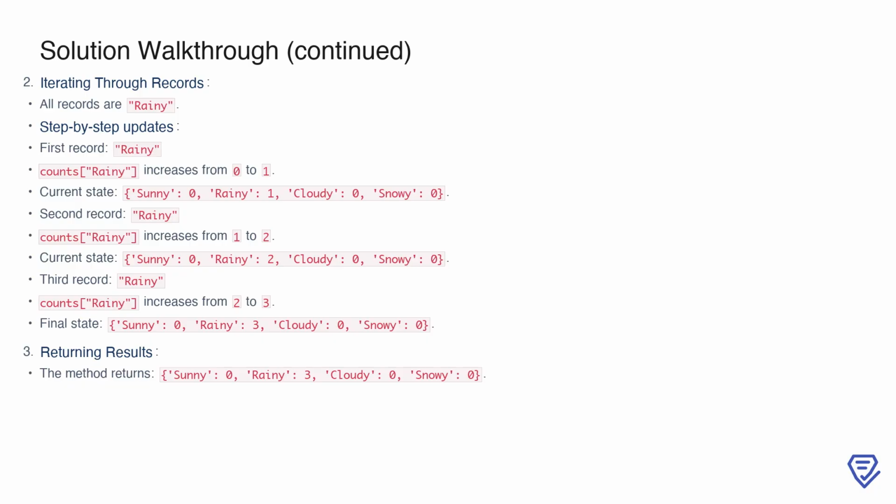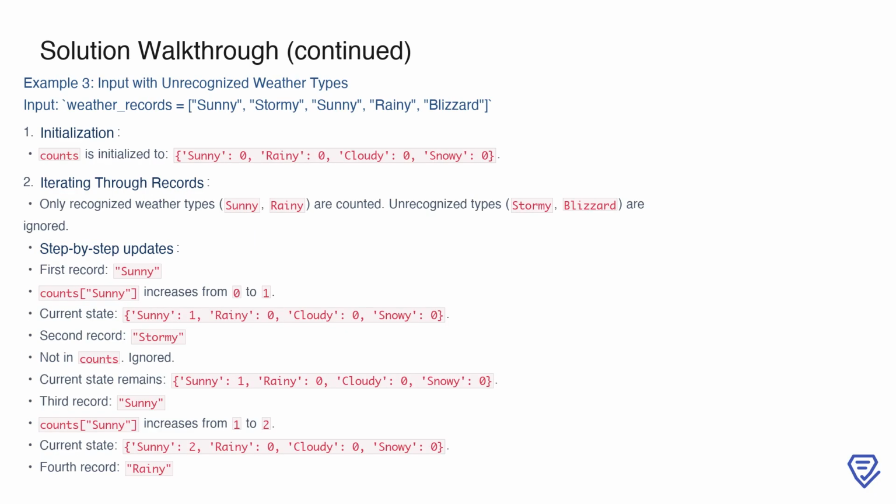Finally, the third record, again rainy, increments the count from 2 to 3. The final state of the dictionary is sunny: 0, rainy: 3, cloudy: 0, snowy: 0. With the iteration complete, the method returns this dictionary as the result, showing that only rainy was present in the input. Now, let's consider an example where the input includes some unrecognized weather types.